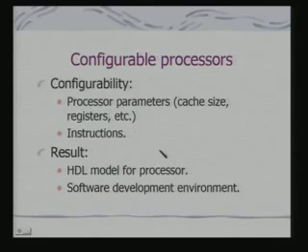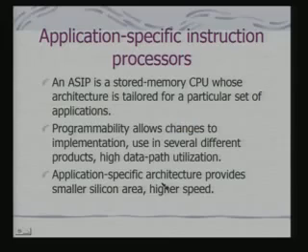The other end is also configurable processors. In the previous examples, we have a processor as well as FPGA. We can now configure these FPGAs or these ALUs depending on the application. Here we are looking at configurable processors. So processors themselves can be configured before you actually go into a design. So processor parameters, registers, etc. can be configured. So you start with an HDL model of the processor and you have got a software development environment, and this is what I call application specific instruction processors, or ASIP.